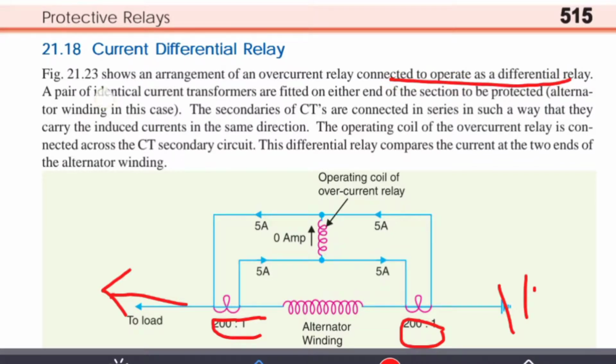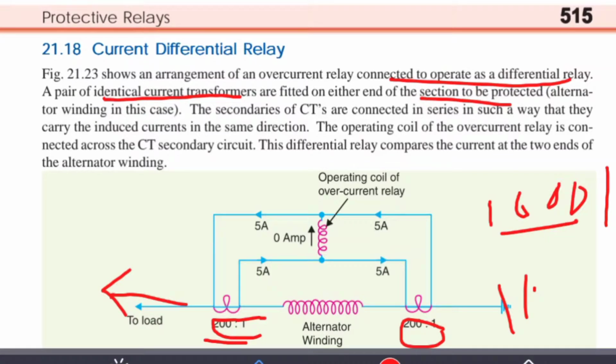A pair of identical current transformers is required. The two current transformers should be the same. We assumed 1000/5 previously while explaining an example. Here it is 200:1. If 200 amps is flowing through the primary winding, the secondary will carry 1 ampere. For 1000 amperes it is 5. So 1000/5 is the same ratio as 200/1; it is also the same.